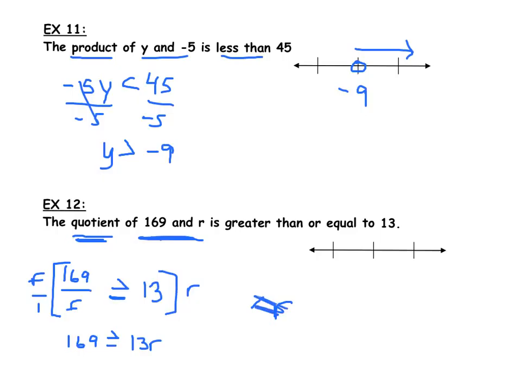Let me do that again. I have an r on the right. My symbol looks like that, 13. Now if I want to reverse that, I could put r less than or equal to 13. So then I put a closed circle with 13, and r is less than or equal to 13.